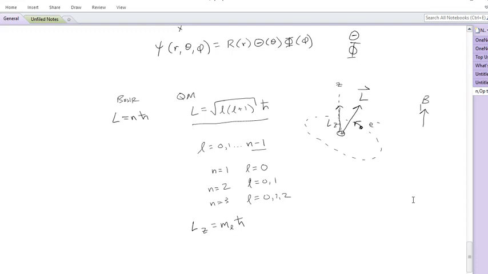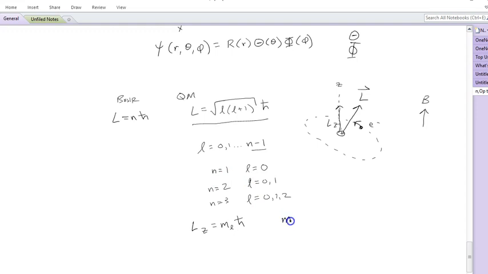So again, it's the experiment itself that's determining this z-axis, because it's the interaction of this magnetic field that's causing the interaction with this quantization condition, this L sub z. Okay, so it is strange that the experiment itself is determining the z-axis. Okay, so what are the allowed values of m sub L?